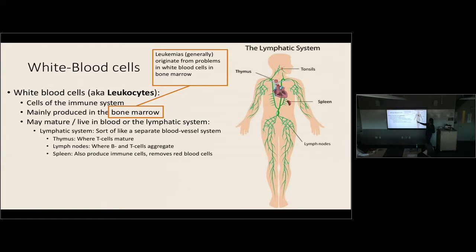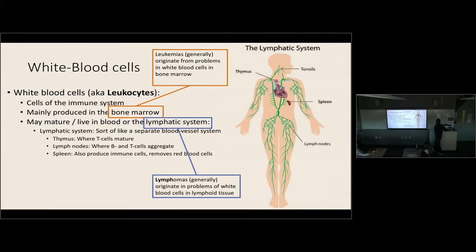If there's a problem in the bone marrow part, then that's what generates a leukemia. So leukemias are white blood cell problems that originate in the bone marrow. And if you have a problem in the lymphatic system where you have white blood cell issues, then that's what we call a lymphoma, essentially.